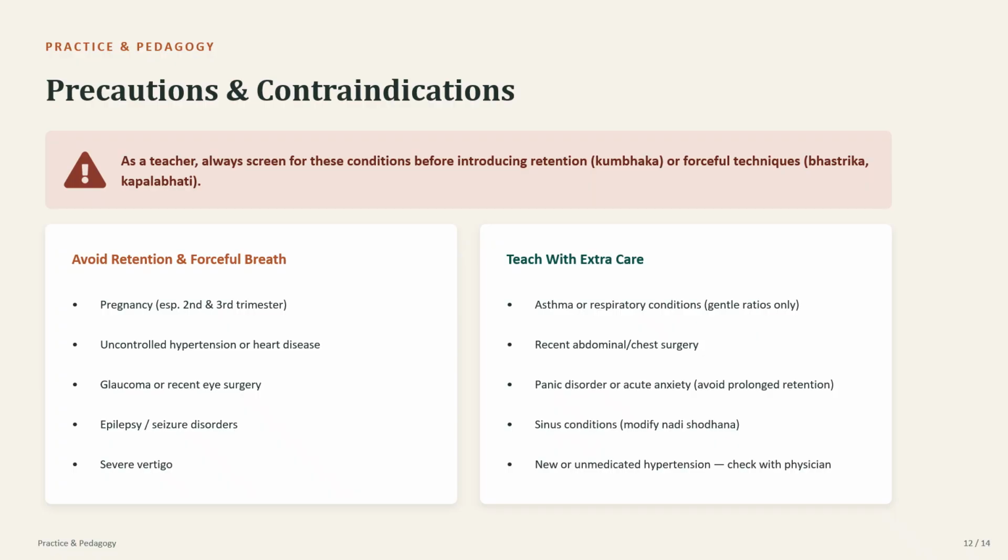So these are a few of the precautions and contraindications of pranayama. As I told you earlier, people with asthma or respiratory conditions, or any kind of surgery that has been recently done, or people suffering from any kind of panic disorder, sinus conditions or hypertension, you have to take extra care with them. Especially ladies who are pregnant, in the fourth month, fifth month, seventh to eighth month, we have to make sure they do not have forceful retention or forceful breath. And people who are suffering from heart disease or any kind of vertigo problems also need to take care before practicing pranayama.